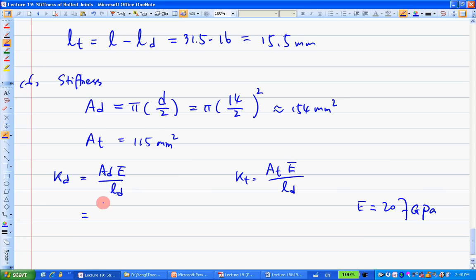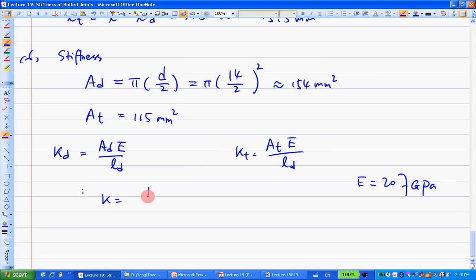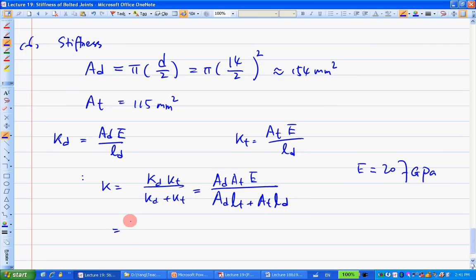Actually, I didn't calculate each one of them. I just calculated the total one. So K equals KD plus KT, which equals AD AT times E over AD LT plus AT LD. That's the total, and the total one is 867.24 meganewton per meter.